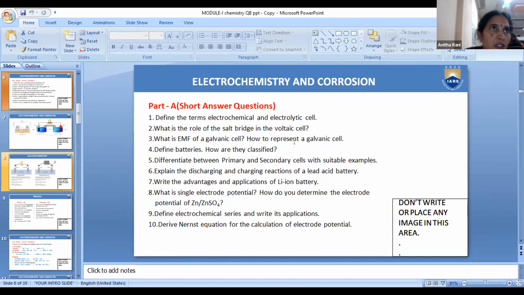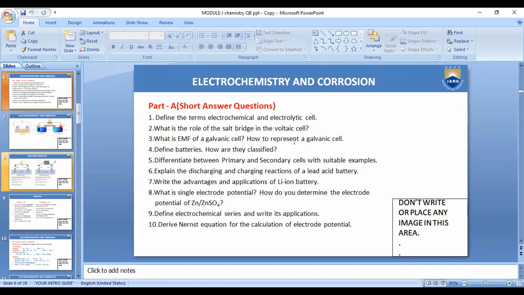How to represent a galvanic cell? How will you write the cell representation? Anode, which side will you write? Left side. Very simple, ma'am, you know how to represent a galvanic cell. Anode, which side will you write? Cathode, which side will you write? Tell me.